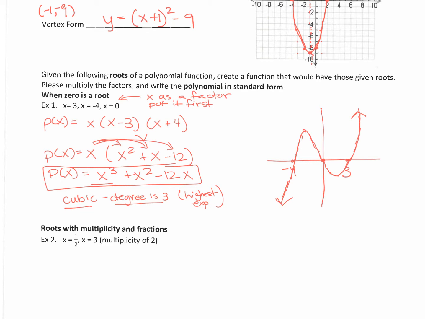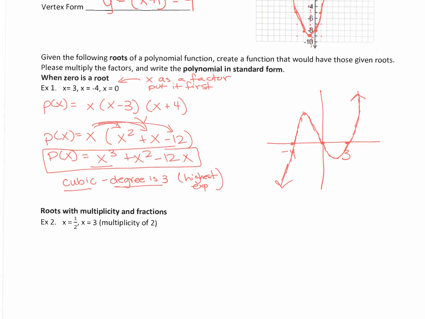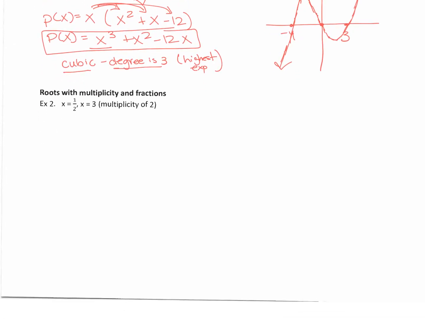So let's take a look at the next one. It's got something interesting in it. It has both multiplicity and a fraction. So what do I do when I have this situation? I'm going to start out the same way. My p of x is equal to, and I'm going to write my factors. So x equals 1/2 gives me x minus 1/2. Now multiplicity of 2. This means that this root is a root twice.